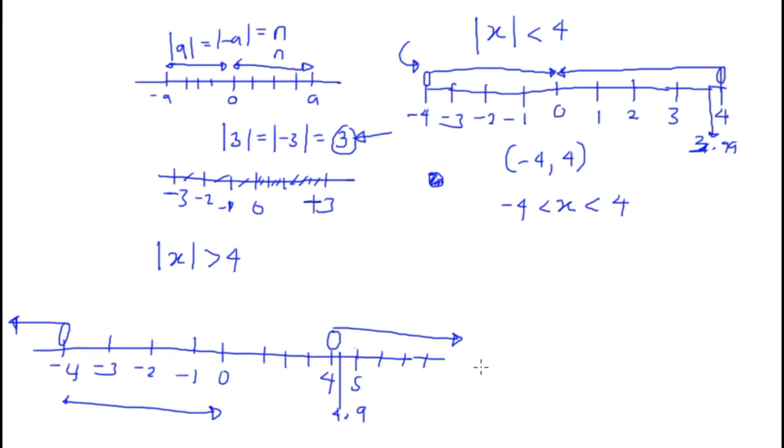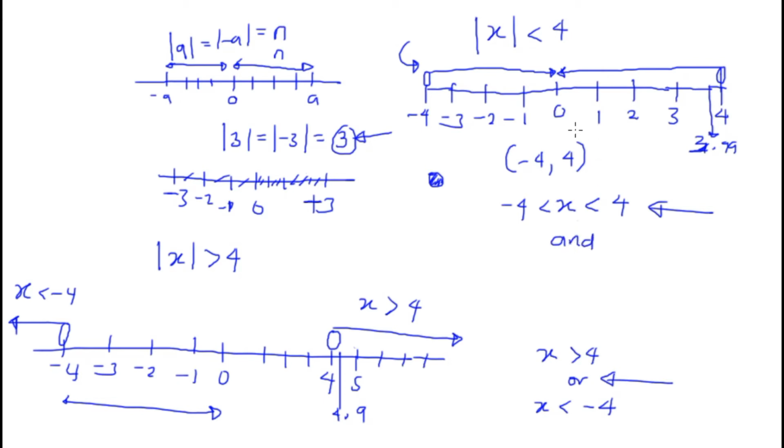So I can write this as x greater than 4, or x is less than -4, because this region is the region of less than -4, and this region is the region of greater than 4. But notice that I used or in this case, and I did not write it like this. Writing it like this means I'm using and. Now, the reason for the or is that the value of x satisfies only one condition at a point.